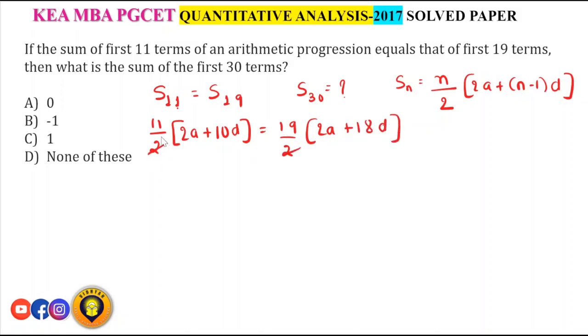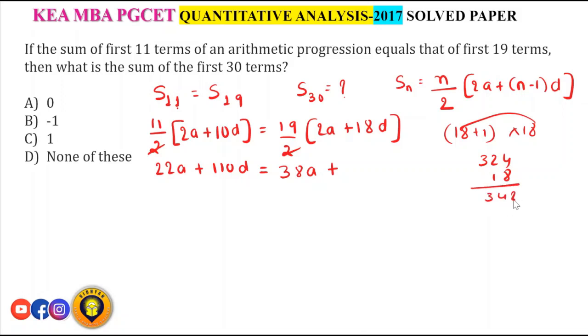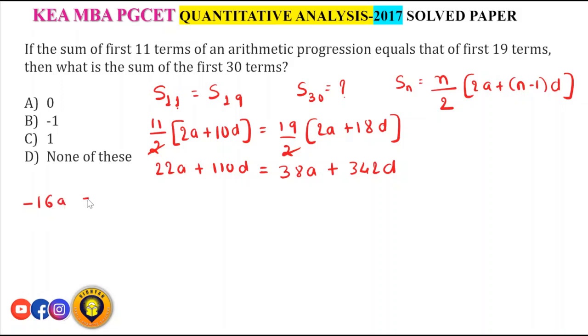So 2 and 2 get cancelled. 11 twos are 22a plus 110d is equal to 19 twos are 38a plus 19 into 18d. You can think of 19 as 18 plus 1, so 18 square is 324 plus 18, which is 342. So 19 into 18 is 342d. So 22a minus 38a, how much do you get? Minus 16a is equal to 342d minus 110d.